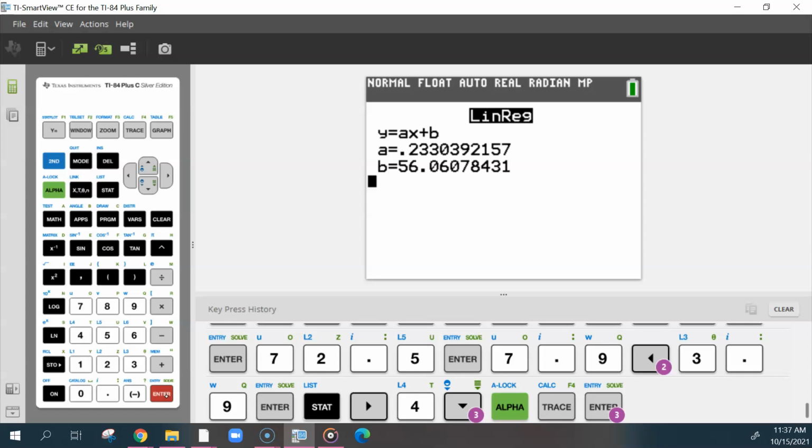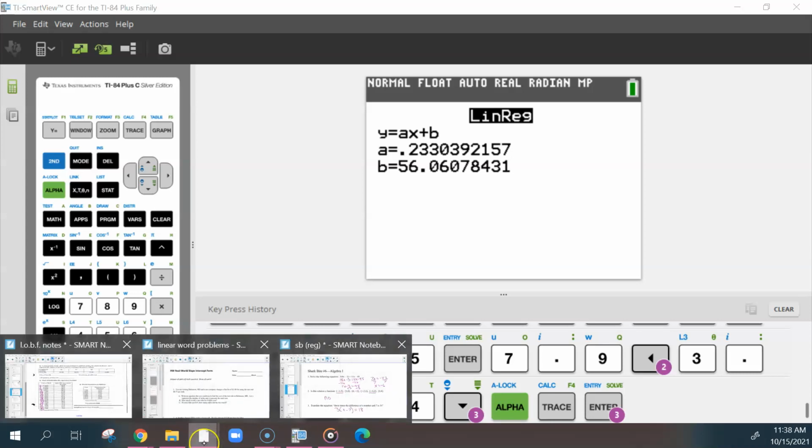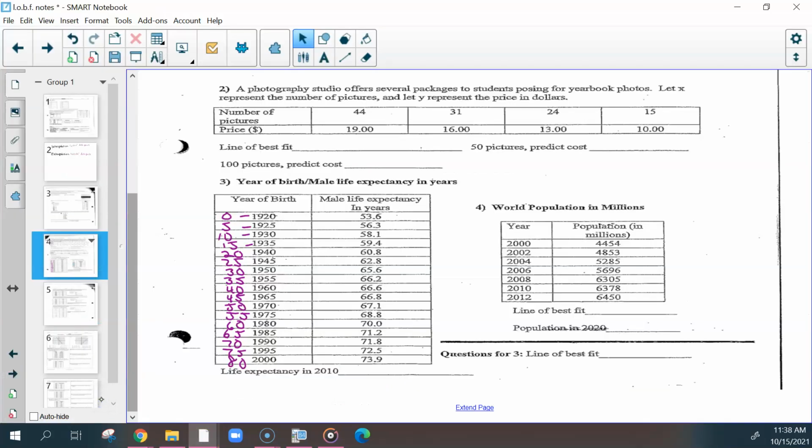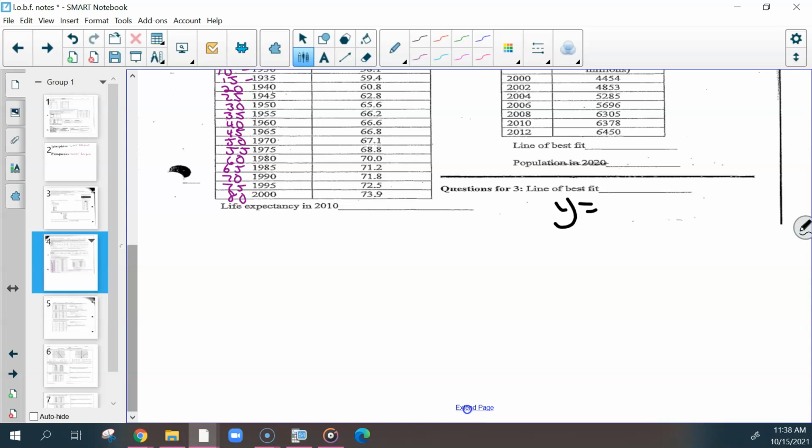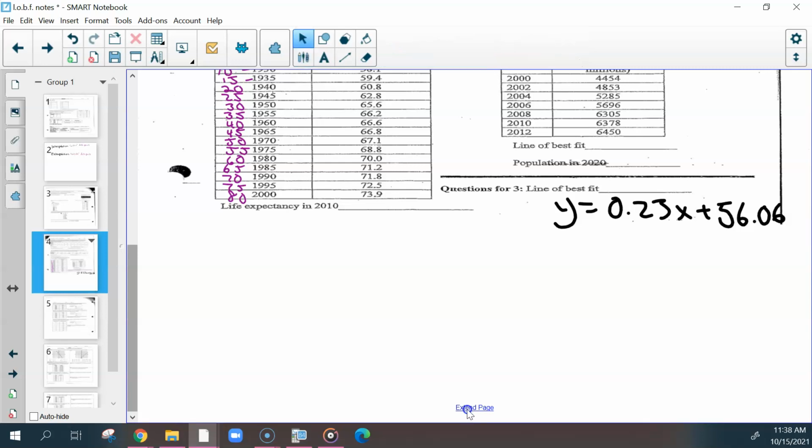At the bottom of the notes, it asks for life expectancy, and then right next to it, it says questions for line of best fit. That's where we're going to put this, but we're going to round to 2 decimal places. So y equals 0.23x plus 56.06. So that would be the equation that best fits this line of data. It may not go through all the points, if any, but it's closest to the set of data.